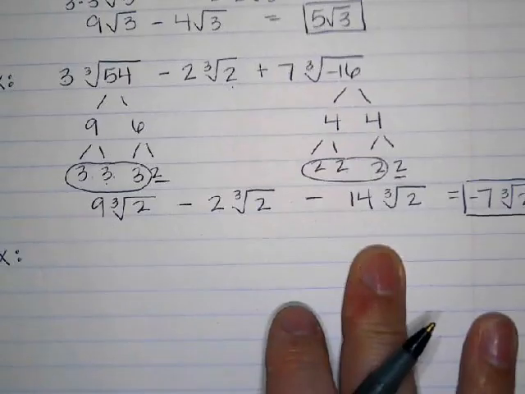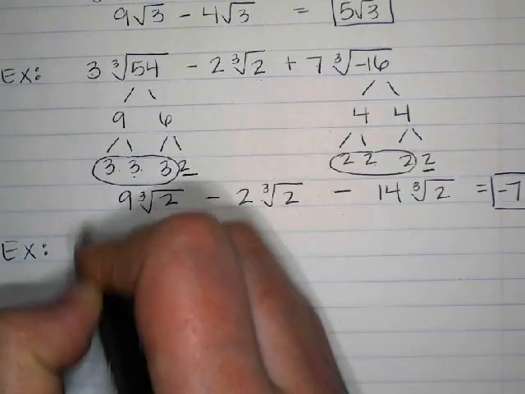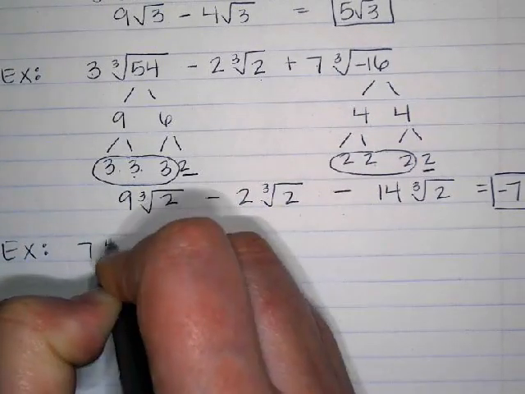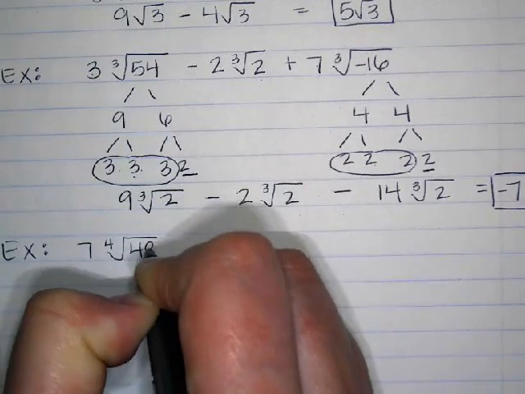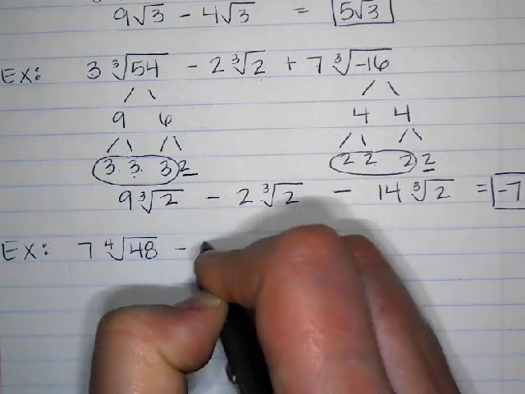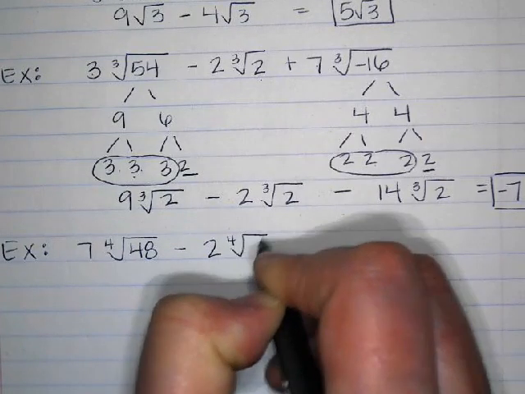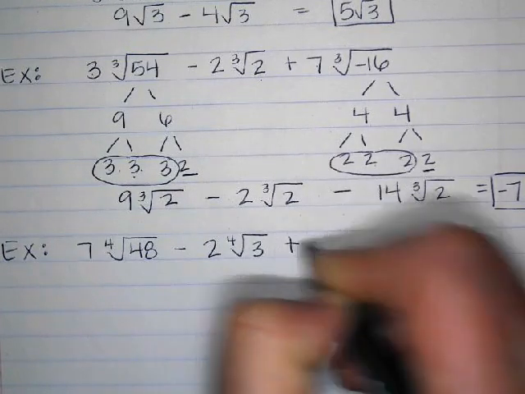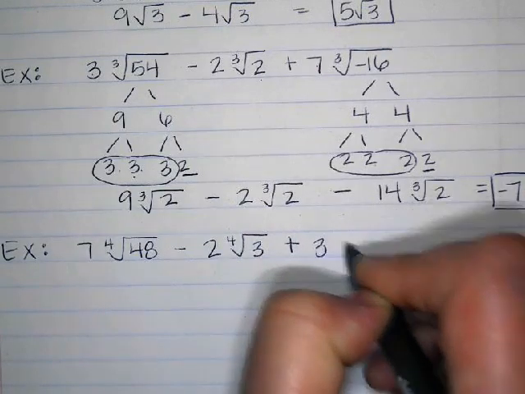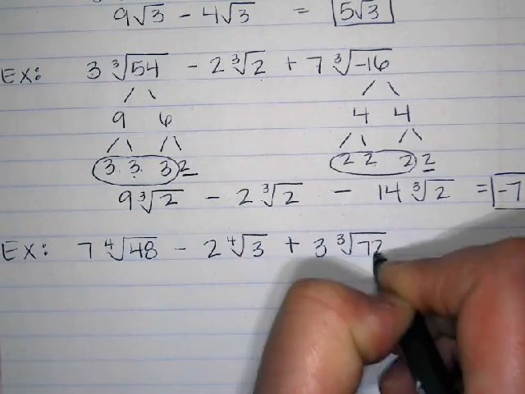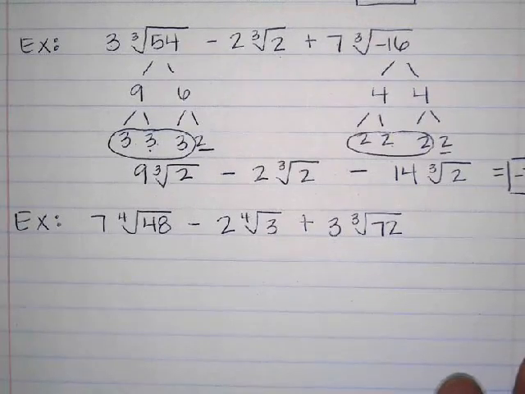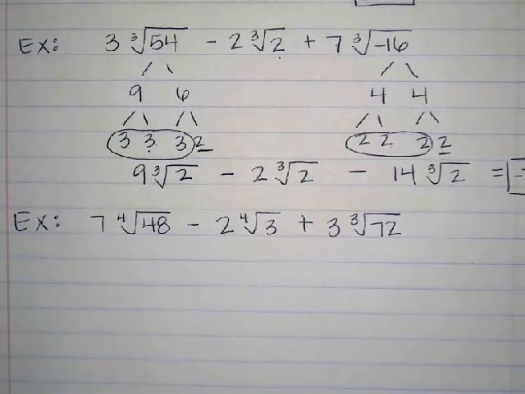Let's try this one. We're going to do 7 times the 4th root of 48 minus 2 times the 4th root of 3 plus 3 times the 3rd root of 72. Okay, what do you guys think? What do we do?